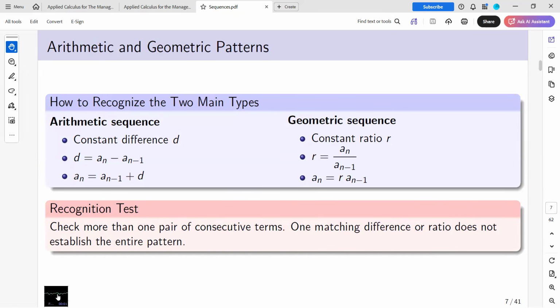Arithmetic sequences repeatedly add the same amount. Geometric sequences repeatedly multiply by the same factor. Always check several consecutive pairs. One coincidence does not earn a sequence a membership card.